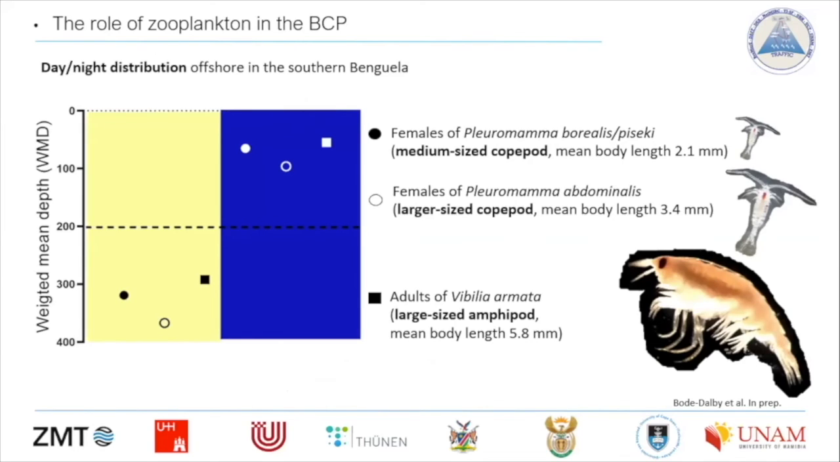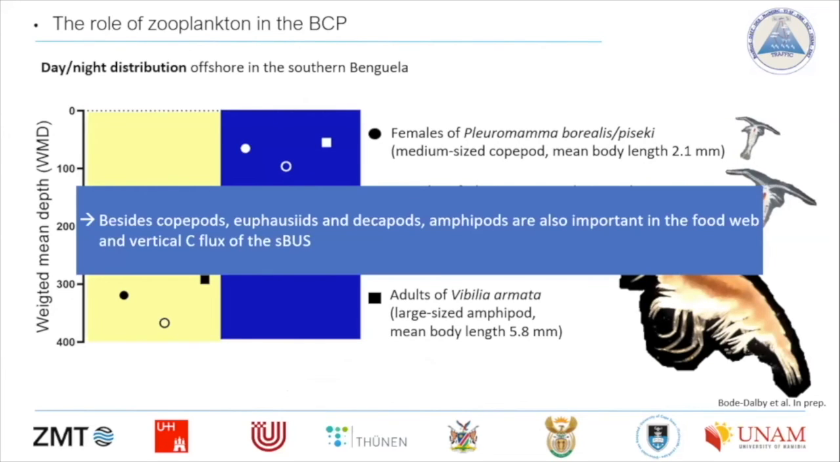So this is from a day-night station in the southern Benguela, where we had medium-sized and larger-sized copepods doing this diel vertical migration, and also the amphipod, which is large-sized Vibilia armata, doing several hundreds of meters of this migration. So besides copepods, euphausiids, and decapods, amphipods are also important in the food web and vertical carbon flux of the southern Benguela.